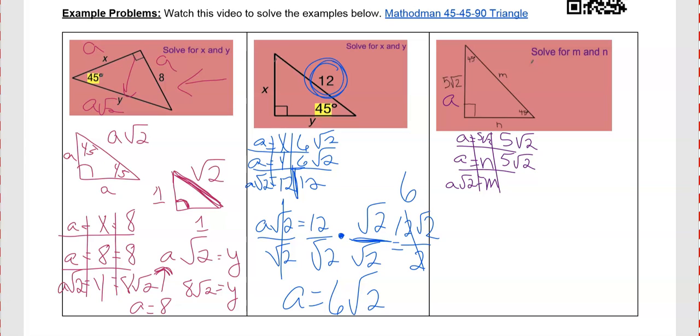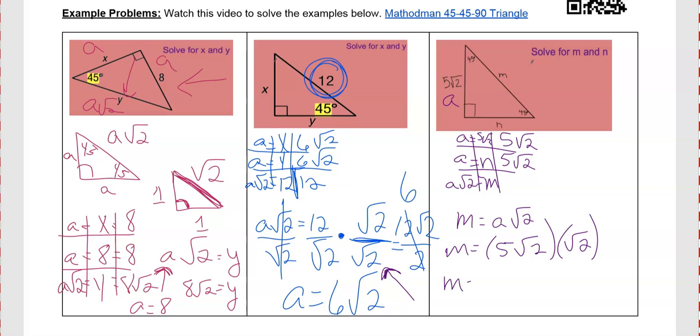But now we got to figure out what m is. So m equals a square root of 2. A is 5 square root of 2. So m equals 5 square root 2 times square root 2. And as we said over here, square root of 2 times square root of 2 is 2. So we're going to end up with m equals 5 times 2, and m equals 10. So our hypotenuse is 10.